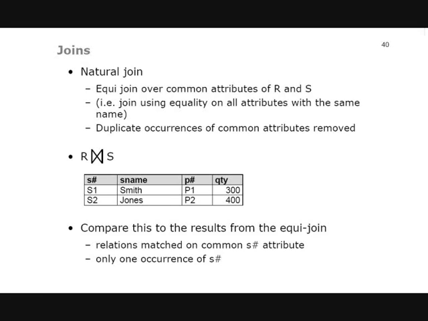Okay? So if I talk about a natural join, which is that symbol over there, like a tie, then I have an equijoin, which is the equal, I'm looking for equality over common attributes. So therefore it's going to immediately give me S1 Smith P1 300, S2 Jones P2 400. It's not going to return as I had before.